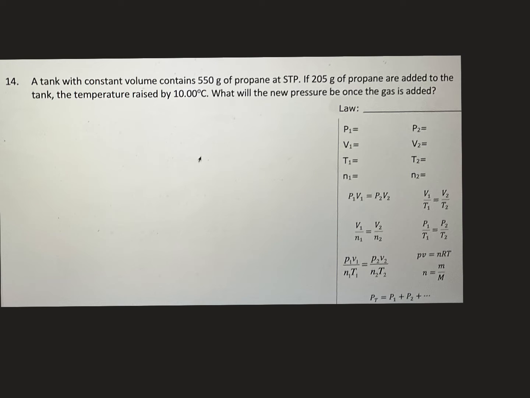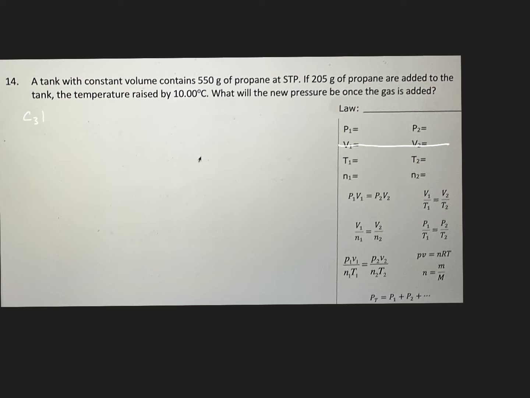All right, here's a good question. A constant volume tank contains 550 grams of propane. So I'm going to have to change that to moles, right?